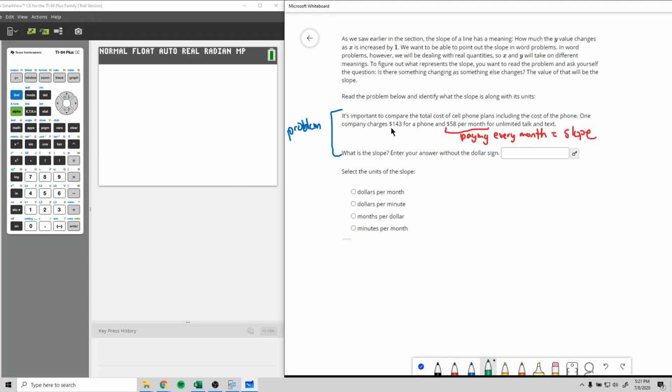To preview this a little bit, the $143, we're only paying once. So this is not the slope. All right, so anytime you do something over and over again, that's really going to represent your slope. So our slope, as far as the number goes, is 58. Now the units, well, if you just read, it's $58 per month. So that's exactly what it is. It's dollars per month.